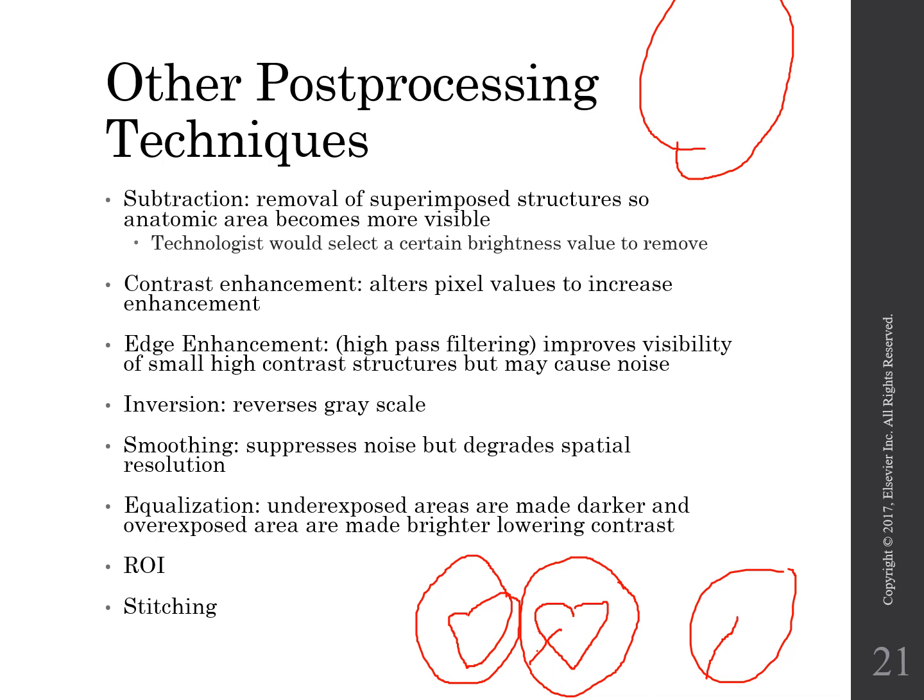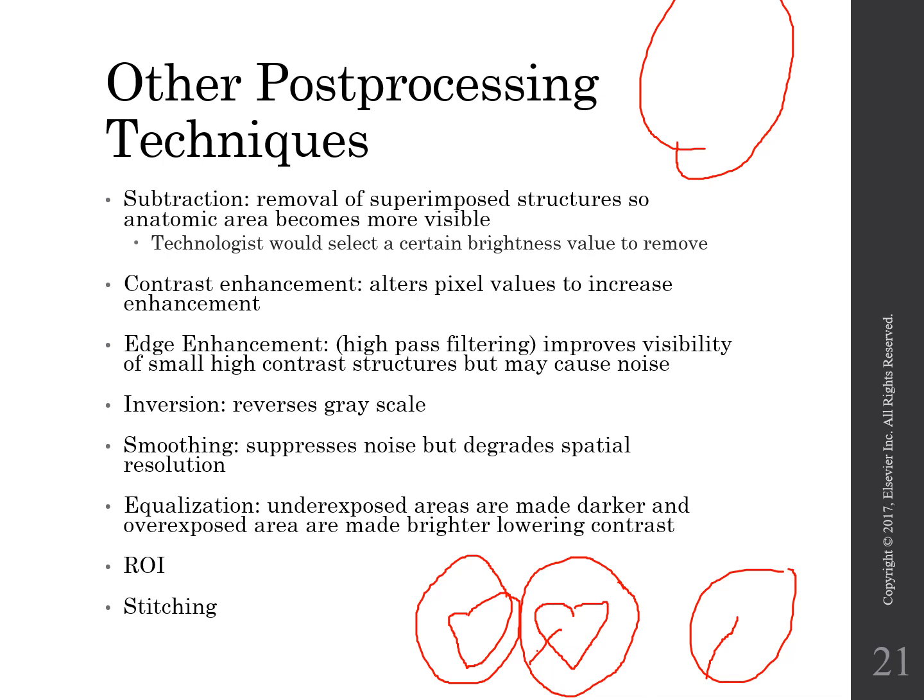Inversion, I have an image coming up here shortly, but inversion reverses the grayscale. So if you had bone appearing bright and you selected inversion, it would basically flip the histogram, and everything that was black would become white, and everything that was bright or white would become black.